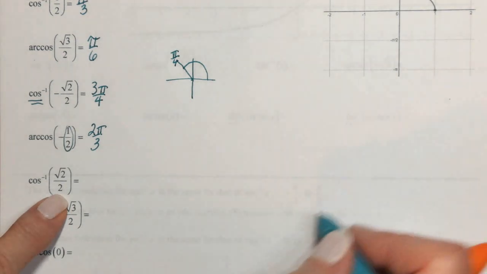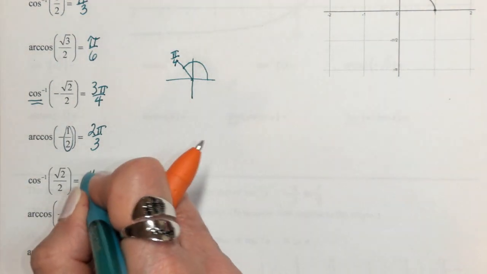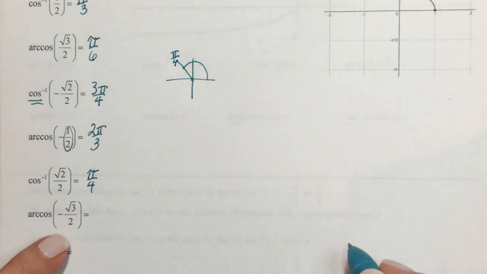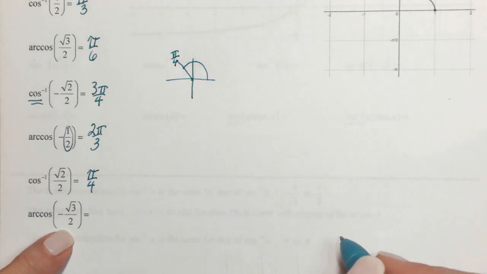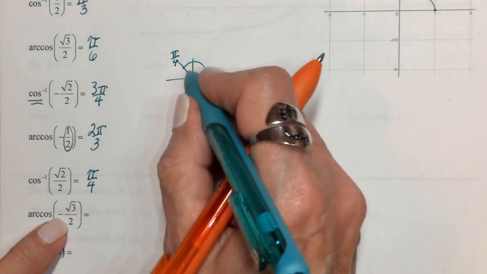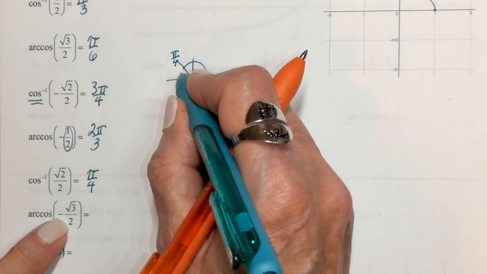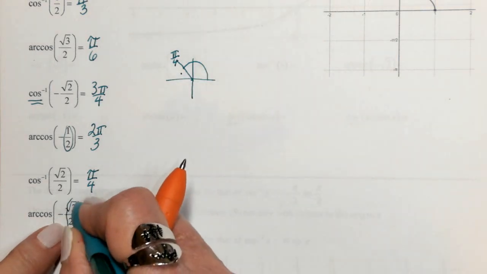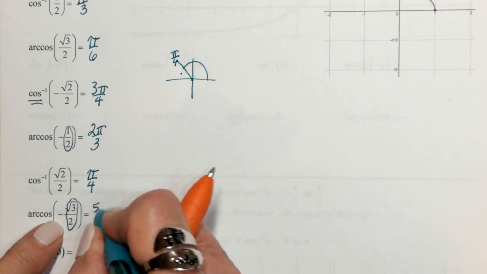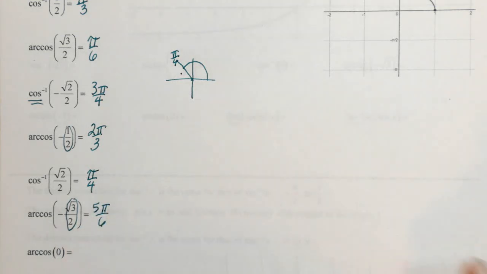Cosine inverse of square root 2 over 2 is just pi over 4, first quadrant, easy peasy. But if it's negative, we need to stick it in the second quadrant. This is the pi over 6 angle in the second quadrant, so that is 5 pi over 6.